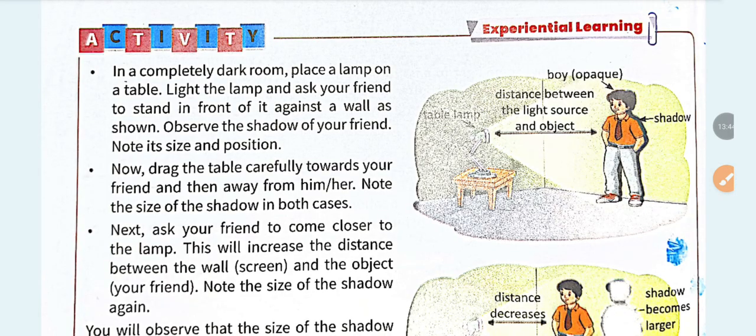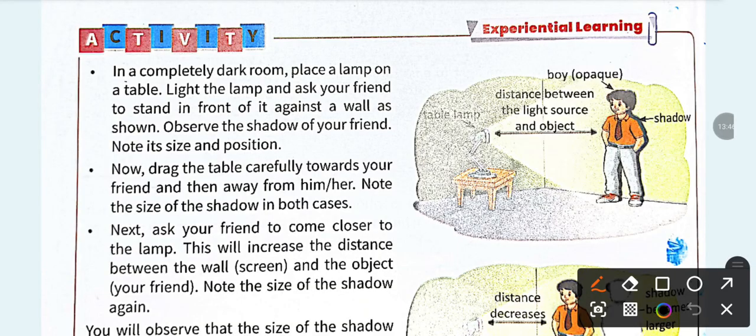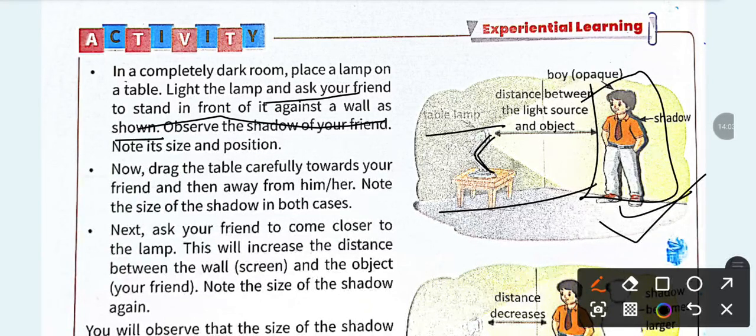In a completely dark room, place a lamp on the table. Here you can see a table lamp. Ask your friend to stand in front of it against a wall as shown. Here in this image, you can see a boy standing against the wall. Now note its size and position, and where the shadow is formed when he is in this position.